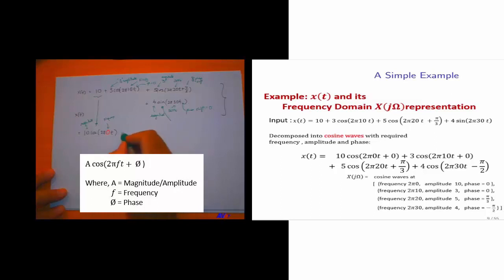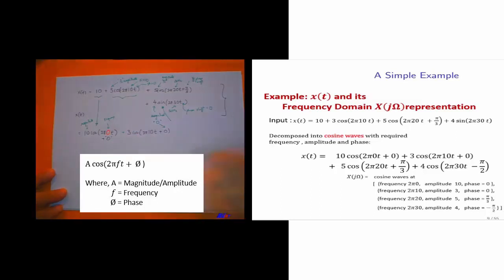The second term is easy enough. In the second term, it is exactly the form that we need. So let's write it down. It is the magnitude multiplied by a cosine term, 2 pi, we have the frequency, 10t, and now we add explicitly that the phase is 0. So previously we also have to add phase is 0.